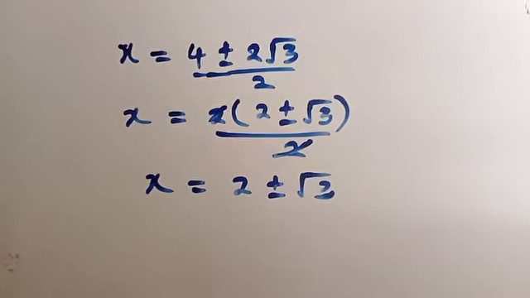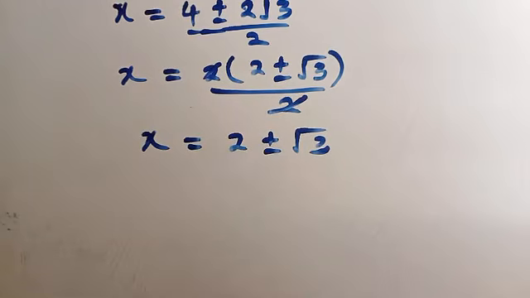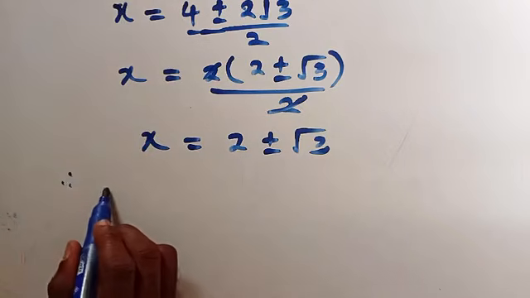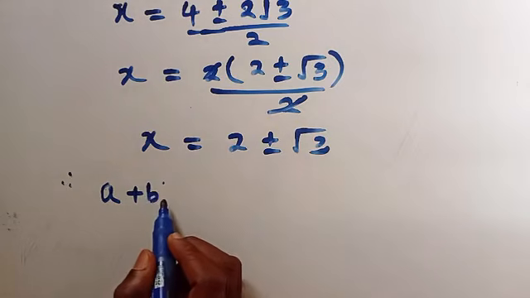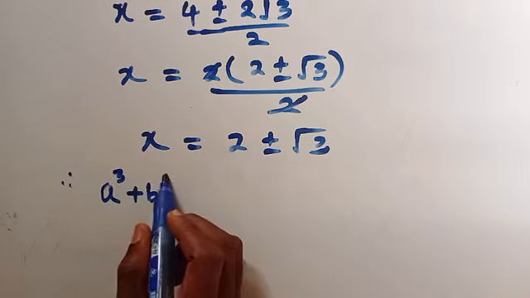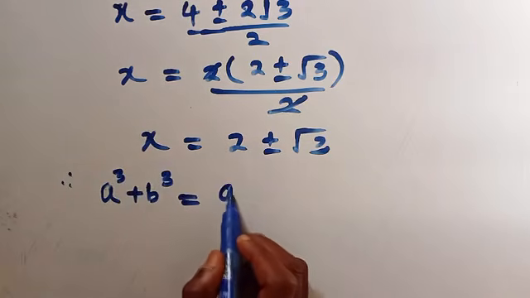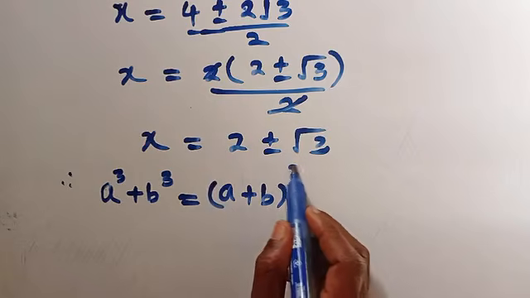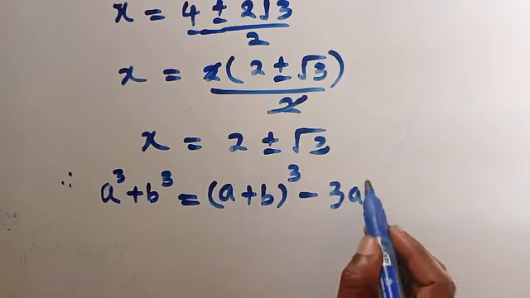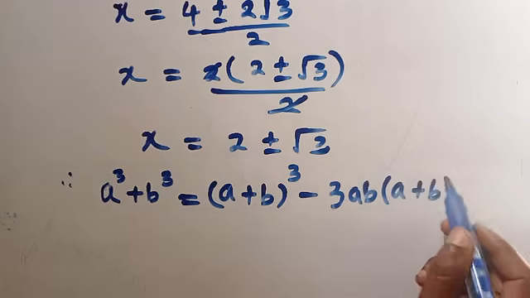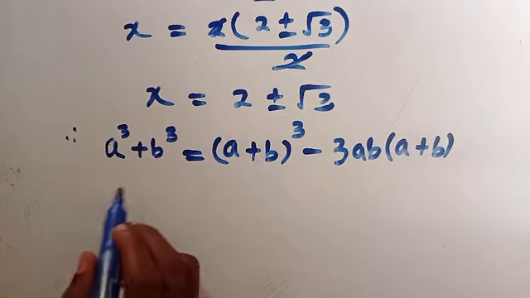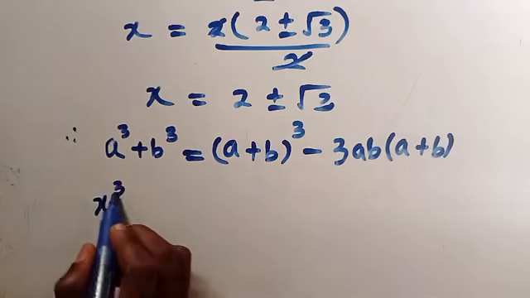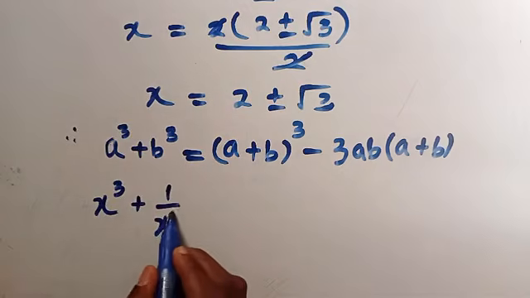So this is the value of x, but we have it as plus or minus. There is no problem with that. Either plus or minus, both will satisfy what we need. So let's reconsider. Let's say we have a plus b. If I let this one be raised to power of 3, let's say a raised to power 3 and b raised to power 3, this gives us a plus b raised to power 3 minus 3ab into bracket of a plus b. How does this formula relate to this? Yes, it's very important because what we are given on the other side is x raised to power 3 plus 1 over x raised to power of 3.